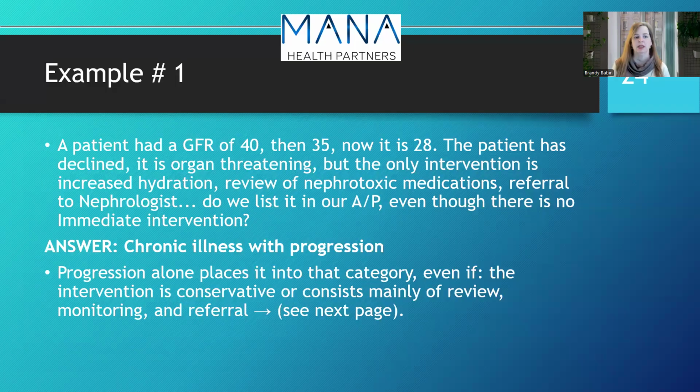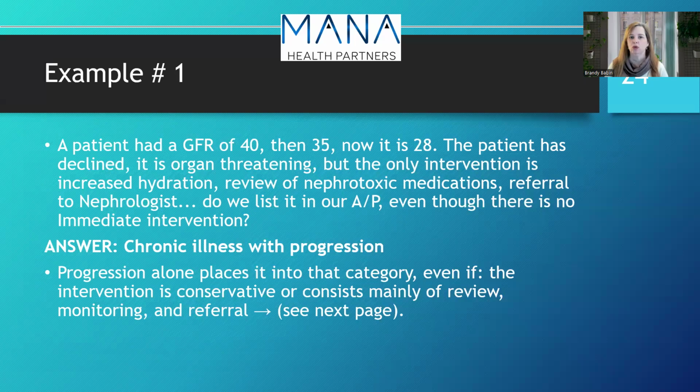And then, do we list it in our assessment and plan? Well, yeah, the answer is that they've got a chronic illness with progression. So it would be chronic kidney disease. That would be your assessment or your diagnosis. Your assessment would be chronic illness with progression, comma, GFR 28. And then that puts us into what kind of medical decision making do we have.